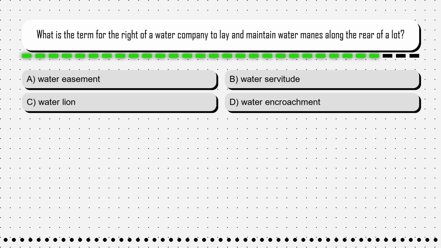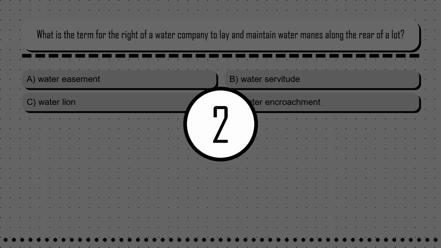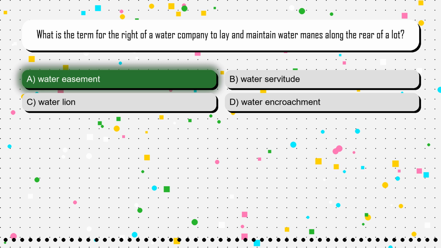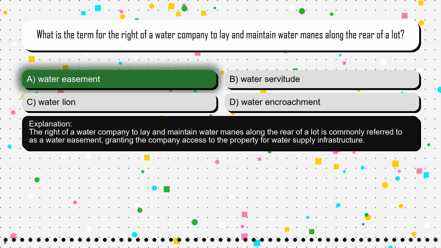Question 36. What is the term for the right of a water company to lay and maintain water mains along the rear of a lot? Option A, water easement. Option B, water servitude. Option C, water line. Option D, water encroachment. The correct answer is option A, water easement. The right of a water company to lay and maintain water mains along the rear of a lot is commonly referred to as a water easement, granting the company access to the property for water supply infrastructure.